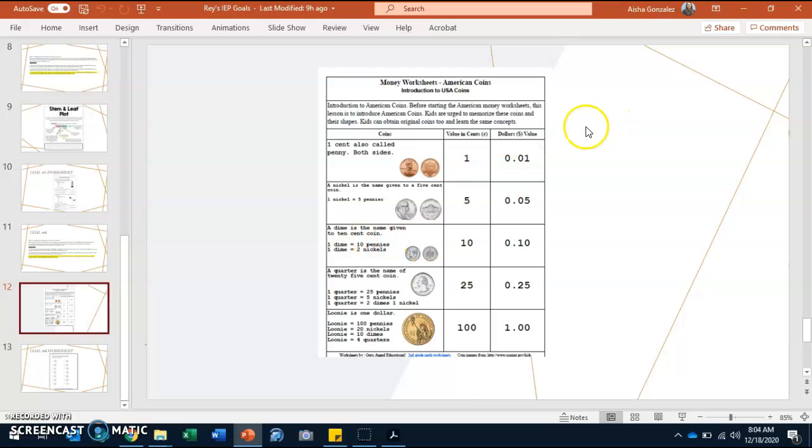So here is just a little anchor sheet to show us the name of each coin, the value of each coin, how many, and the dollar values. So this is the value in cents, and this is how it is in a dollar.